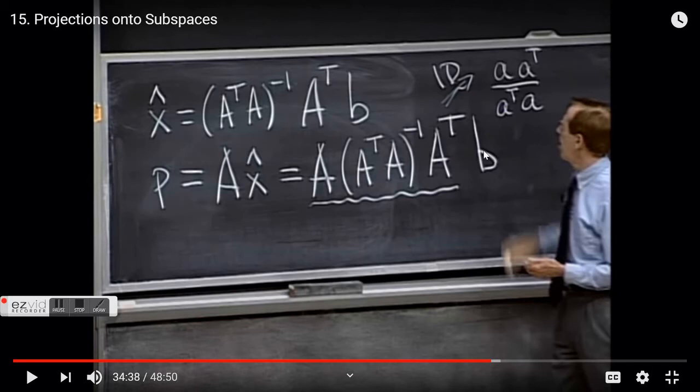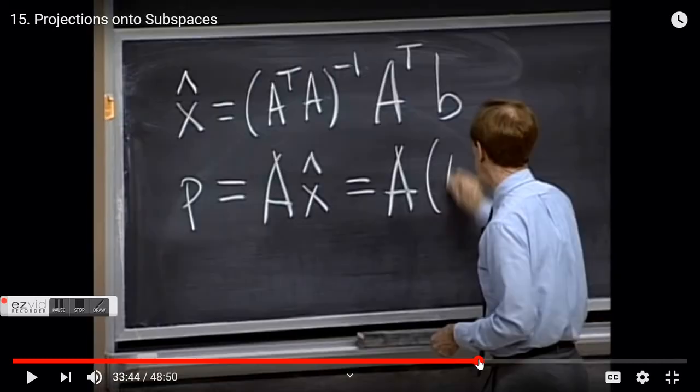And now let's try to find the P. So P is A x hat. Now if you replace the x hat with this equation, because this equation gives you the x hat, the best possible solution. But keep in mind where this best possible solution came from.